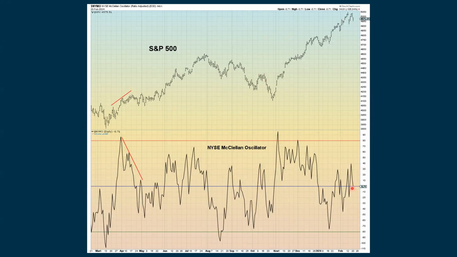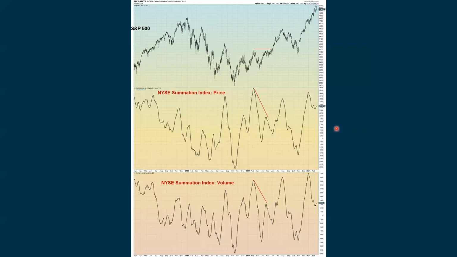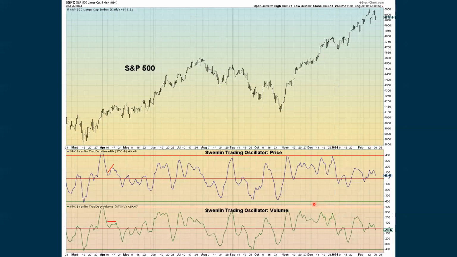We're just barely positive with the NYSE McClellan oscillator. So we're still going up with the summation index based on price and volume. So the broader market for right now is holding up a little better. We are declining, but still above zero with the Swenlin trading. This is Carl Swenlin. He developed that, the decision point site that I referred to.